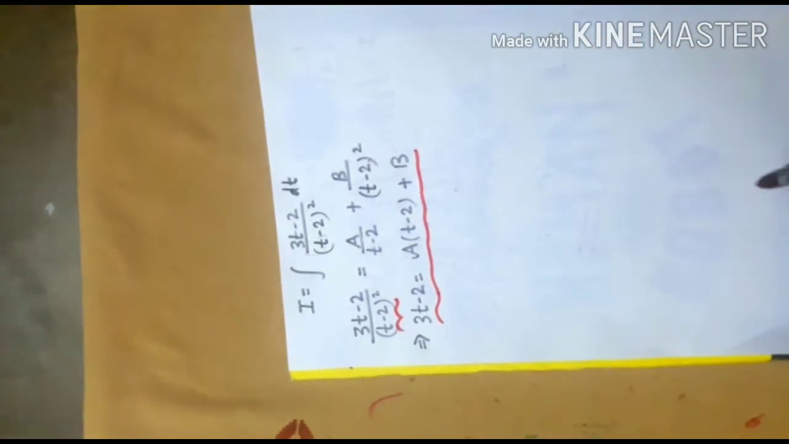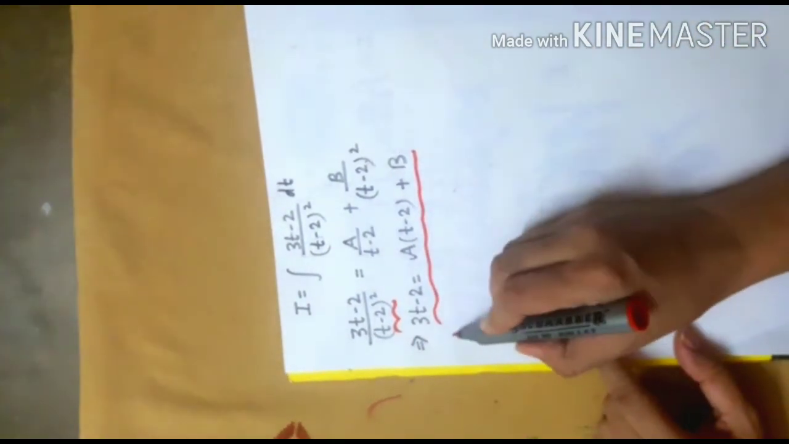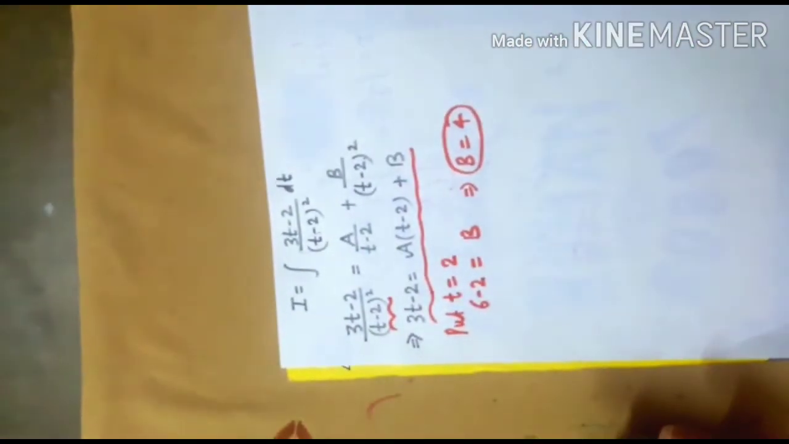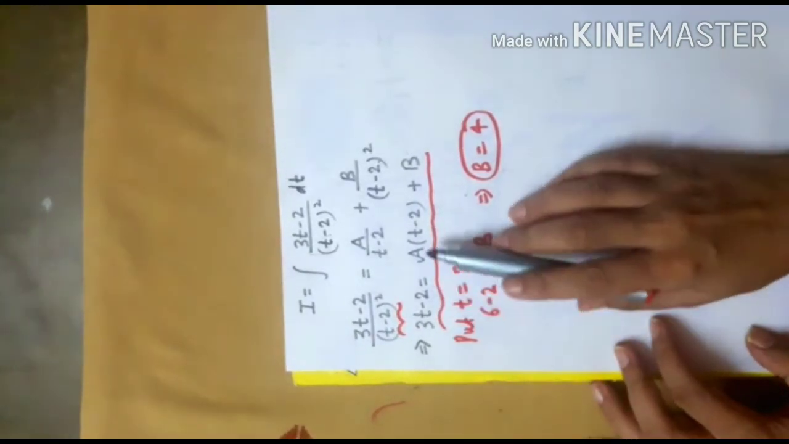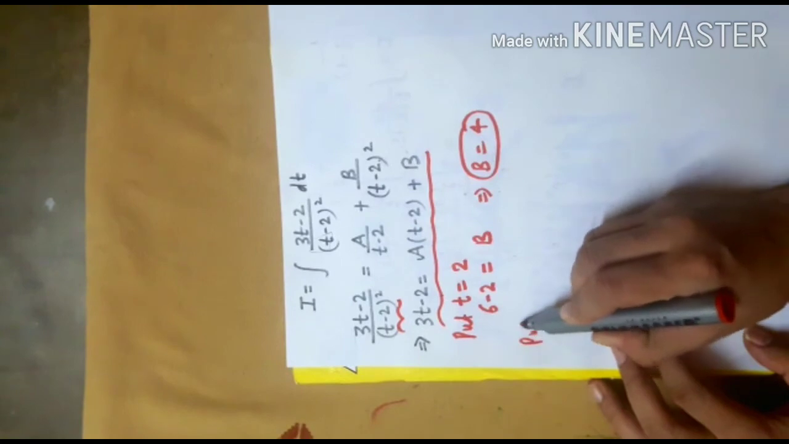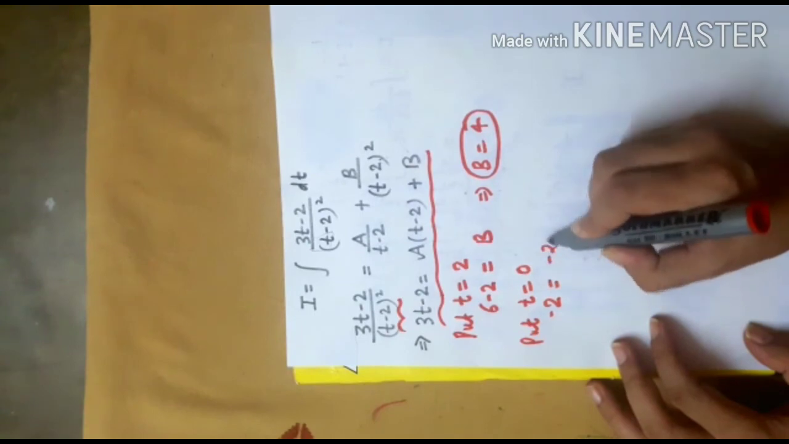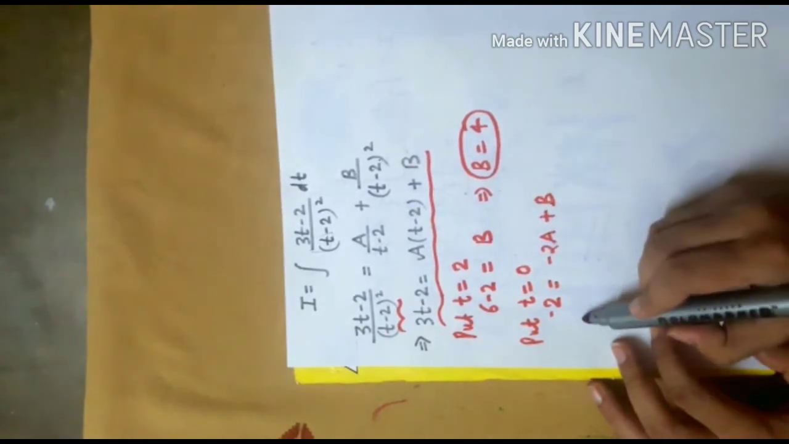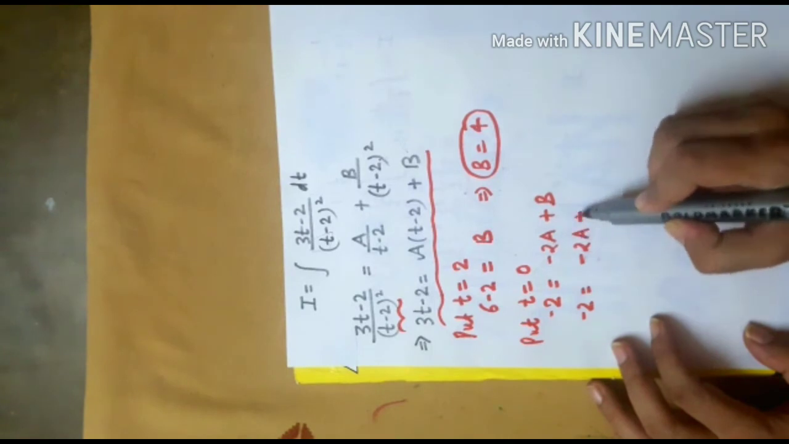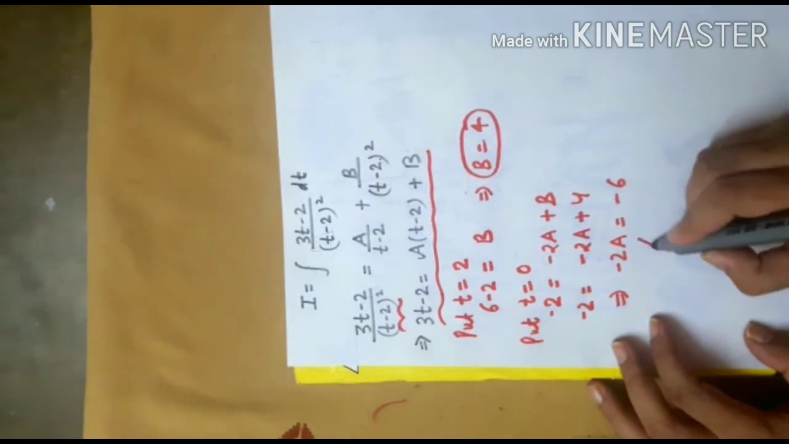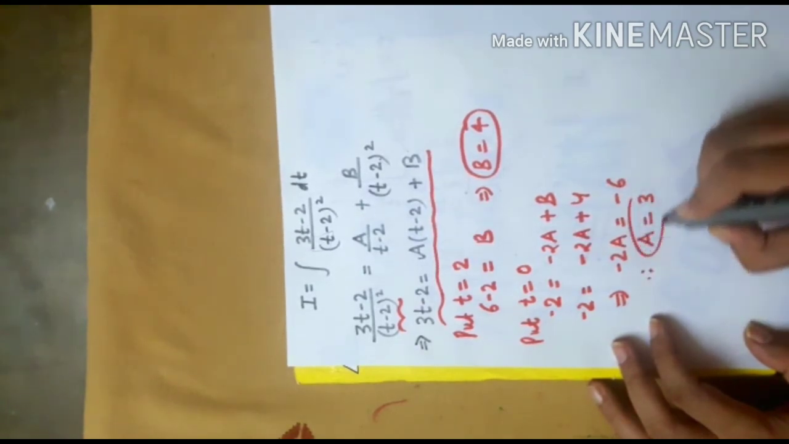Now this is true for all values of t. So first I'll put t equals 2. Here I'll get 6 minus 2 equals b. So this implies b is equal to 4. Now to get the value of a, I'll put any convenient value. So I'll put t equals 0. Here I'll get minus 2. Here I'll get minus 2a plus b. Right? Put the value of b, which is plus 4. So this implies negative 2a will be equal to minus 6, and from here a is 3.